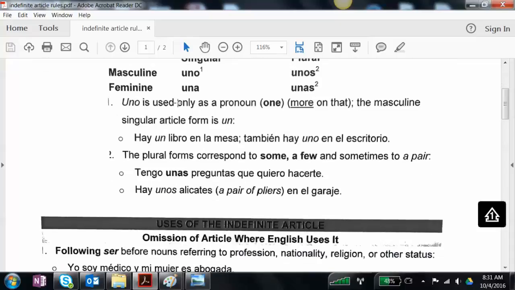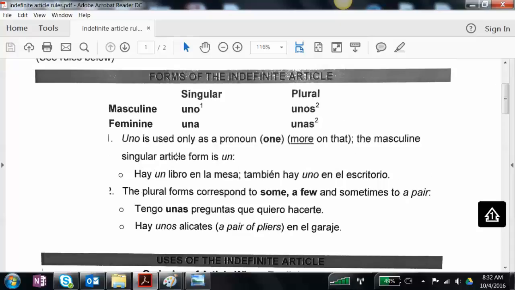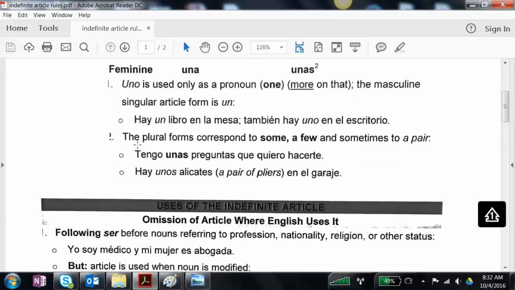Uno is used only as a pronoun. The masculine singular article form is un. Hay un libro en la mesa, también hay uno en el escritorio. We went over that you could say there is a book on the table, and when you're using the indefinite article to describe a noun, like right here you've got a noun following your indefinite article, if it's masculine, it drops its O, but if you're using your indefinite article to replace your noun, you keep its O. The plural forms correspond to some, a few, and sometimes a pair. Tengo unas preguntas, like I have a few questions.